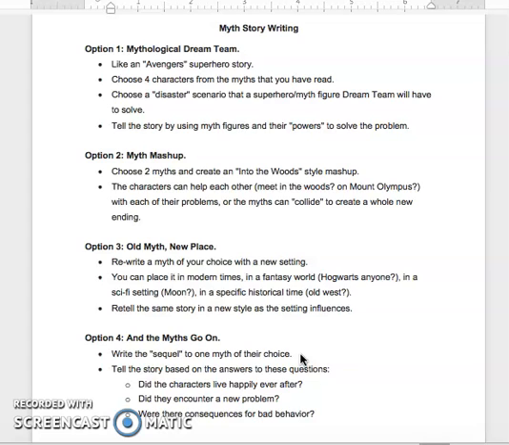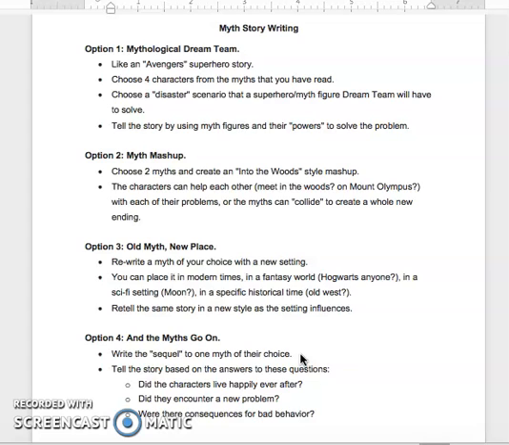We will be going over how we will be writing these stories in future videos and tutorials. We will be using Google Slides. So anticipate those videos to come. But for now, go ahead and think about which option sounds best for you.